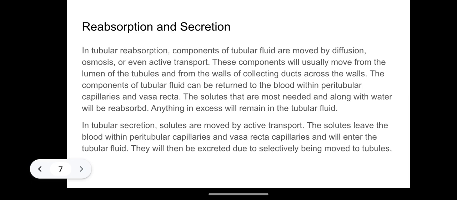Solutes will leave the blood within peritubular capillaries and vasa recta capillaries and enter the tubular fluid. Those are then excreted due to selectively being moved to the tubules.